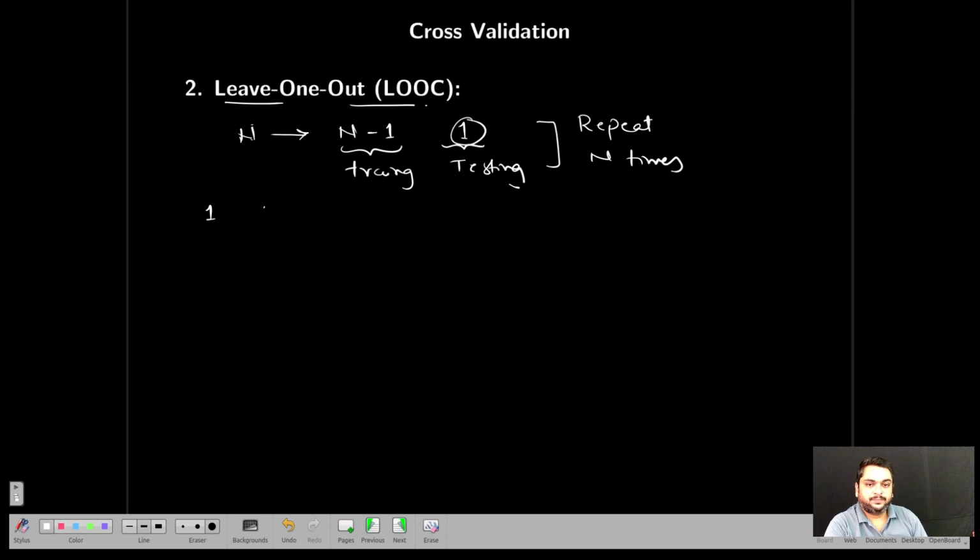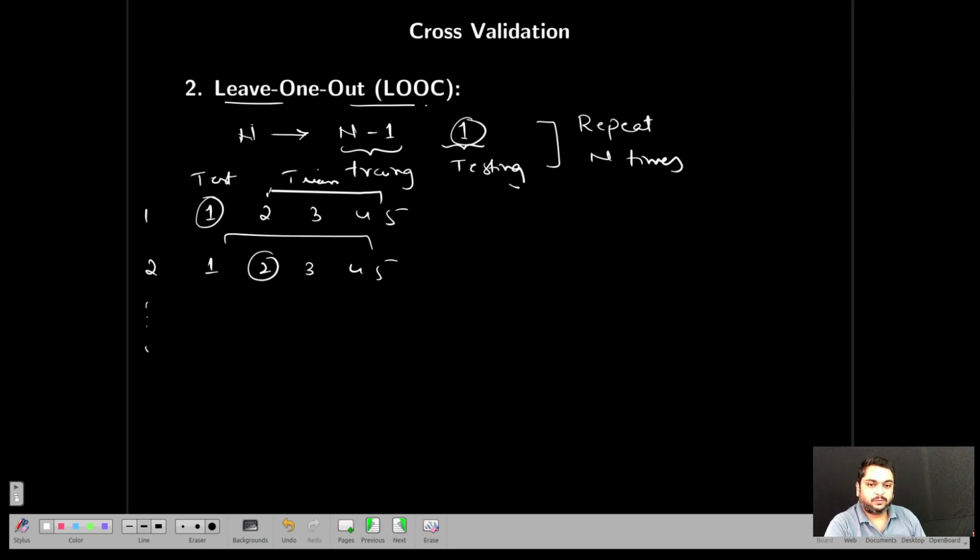For example, I have 1, 2, 3, 4, 5. These are the data points. First you take this as the test data. Then the remaining 4 will be my training data. So this is the first iteration. In the second iteration, you choose this as the test data and the rest as the training data. So like that you can perform up to 5 steps, that is n times, and then take the average accuracy over these 5 tests. So that is how you calculate the leave one out accuracy.